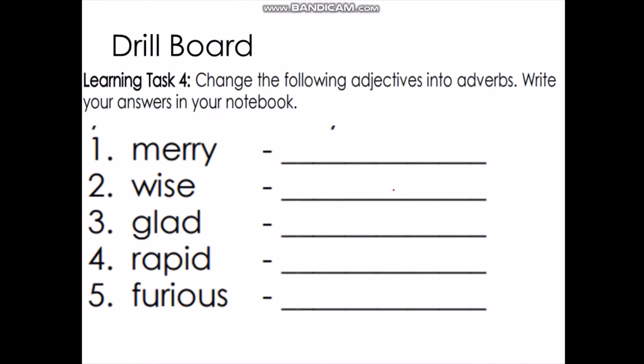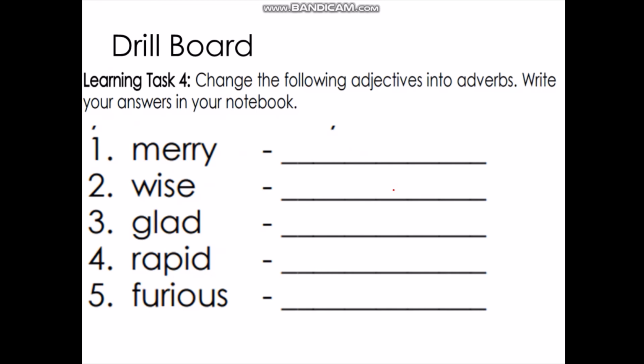So now, let's answer in your drill board. So for this time, we are going to answer per number. And this is learning task 4. So we need to change the following adjectives into adverbs. So you need to write your answer in your drill board or in your paper. For number 1, let's change the word merry into an adverb. Go!